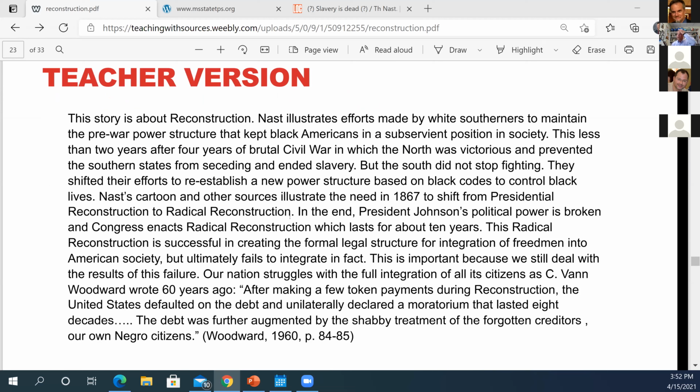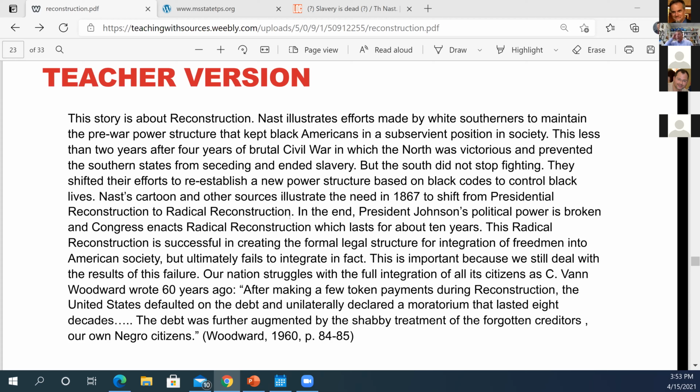Nast's cartoon and other sources illustrate the need in 1867 to shift from presidential Reconstruction to radical Reconstruction. In the end, President Johnson's political power is broken and Congress enacts radical Reconstruction, which would last for about 10 years. This radical Reconstruction is successful in creating the formal legal structure for integration of freedmen into American society, but ultimately fails to integrate. In fact, this is important because we still deal with the results of this failure. And I think that's important to bring in today. Our nation struggles with the full integration of all the citizens, as C. Van Woodward wrote 60 years ago.